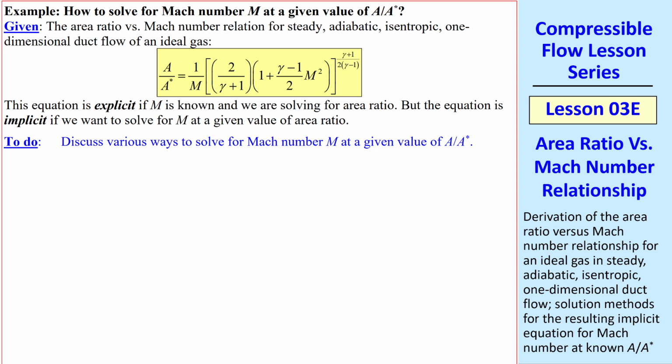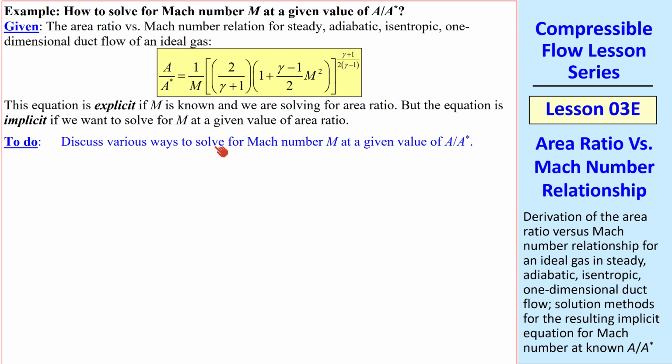Now let's do an example problem. Here's our area ratio versus Mach number relationship, which I typed up, and I point out that this equation is explicit. If Mach number is known, you just plug in Mach number and gamma and you can get A over A star. But this equation is implicit if you want to solve the other way around. For a known value of A over A star, how do you get M? You can try solving for M from this equation, but good luck. I haven't been able to do that.